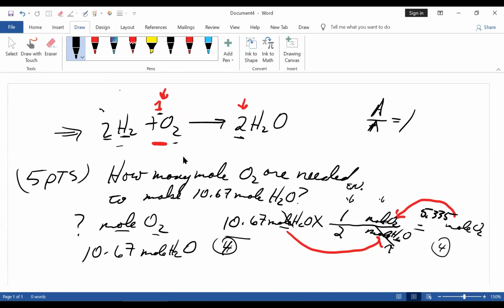And therefore, you have 5.335. Let's go through this again, because this is one of the most important concepts in all of chemistry, at least in my opinion. And here, remember, a balanced chemical equation gives you the fixed molar ratios. Therefore, this tells us 2 moles of hydrogen react with 1 mole. When there's no number in front of the molecule, it's the number 1. 1 mole of oxygen to make 2 moles of water. We're asked how many moles of oxygen are needed to make these many moles of water.